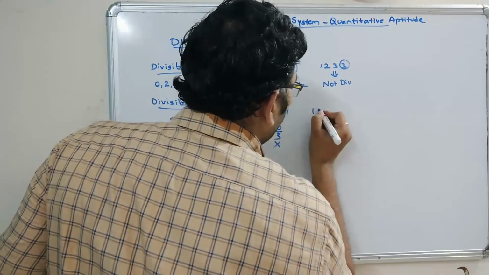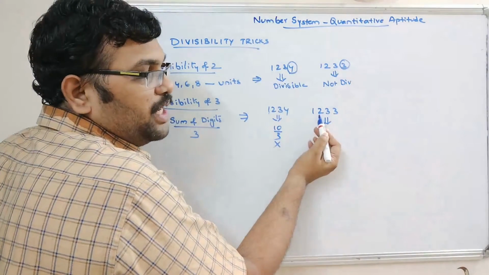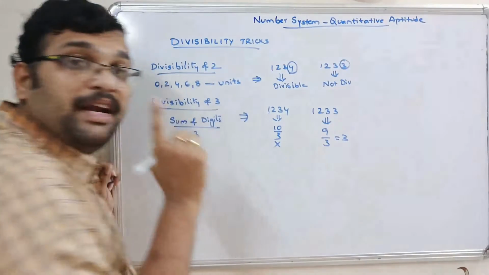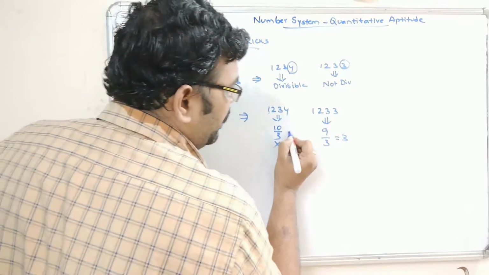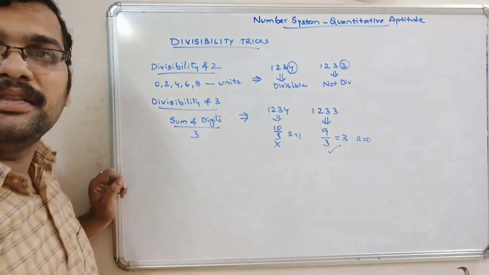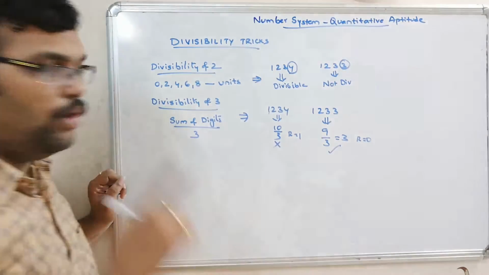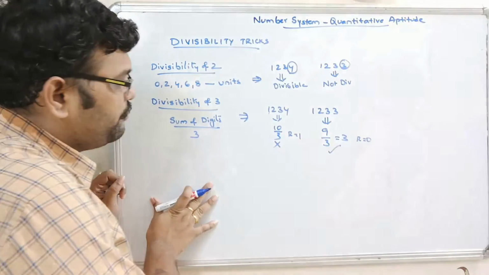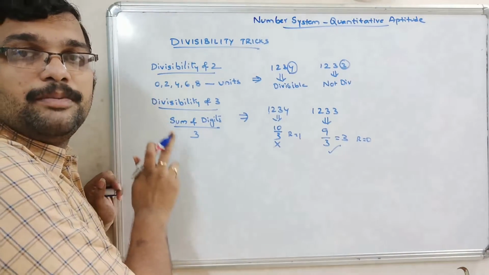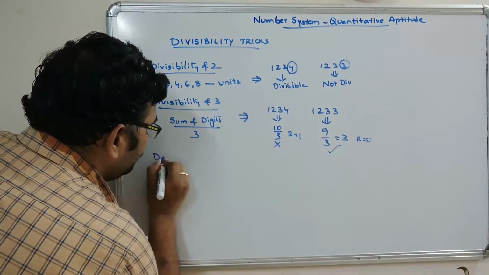One more example, 1, 2, 3, 3. Consider the same thing. Now the sum of digits: 1 plus 2 is 3, 3 plus 3 is 6, 6 plus 3 is 9. 9 divided by 3 results in 3 and the remainder is 0. Here the remainder will be 1, here the remainder will be 0. That means this is divisible by 3. Hope you understood. The only trick for finding the divisibility of 3 is to find the sum of digits, and if this sum of digits is divisible by 3, automatically the given number is divisible by 3.